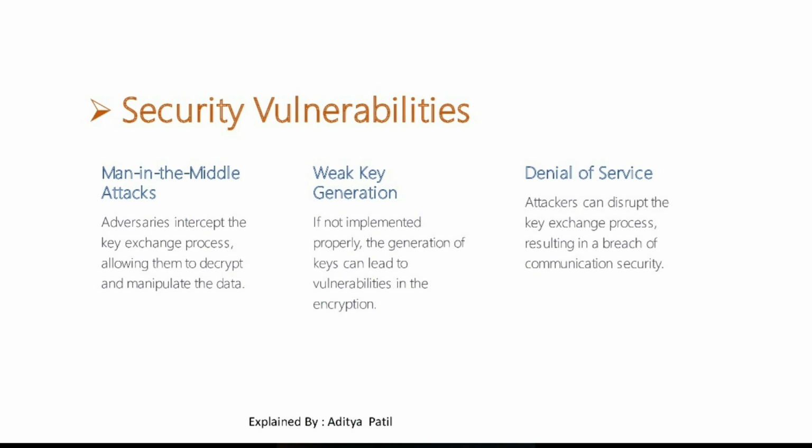The second type is weak key generation. The security of the Diffie-Hellman key exchange relies heavily on the choice of parameters. If weak, poorly chosen parameters are used, it can make the protocol vulnerable to attack. For example, using small or non-prime values for p can let attackers exploit the discrete logarithm problem more efficiently. The third type is denial of service.